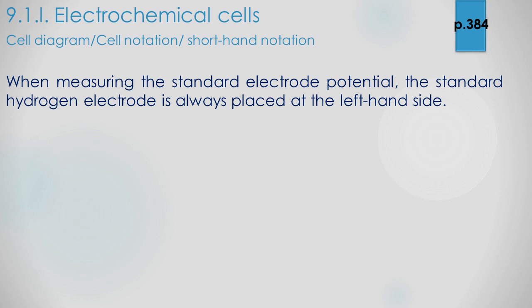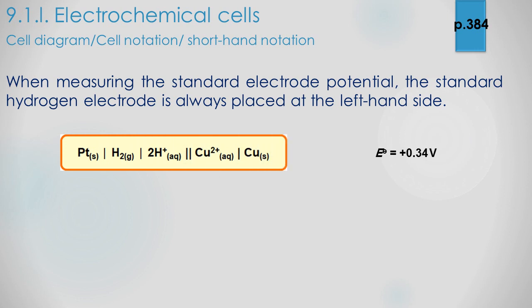When measuring the standard electrode potential, the standard hydrogen electrode is always placed at the left hand side. So by convention, if you want to measure the standard electrode potential of a certain metal, you have to place the standard hydrogen electrode, the SHE, on the left hand side. So in this case, you can see that Cu2+/Cu has a positive E0 value. Therefore, it is acting as a cathode and the electrons are flowing from the anode to the cathode. So Pt solid, H2 gas, 2H+ aqueous, two solid lines representing the salt bridge, and then Cu2+, Cu.